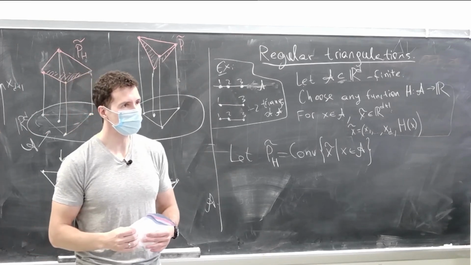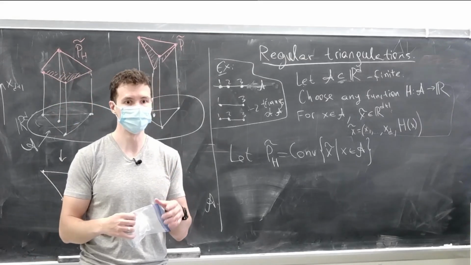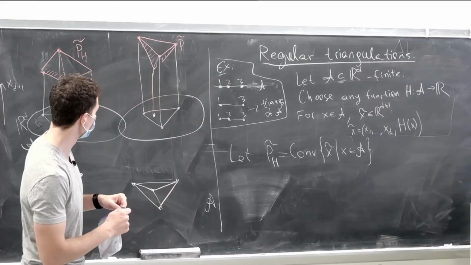Right, in general, h has to be generic. Then you get a triangulation. If h is non-generic, you still get a subdivision. It's just not going to be into simplices.